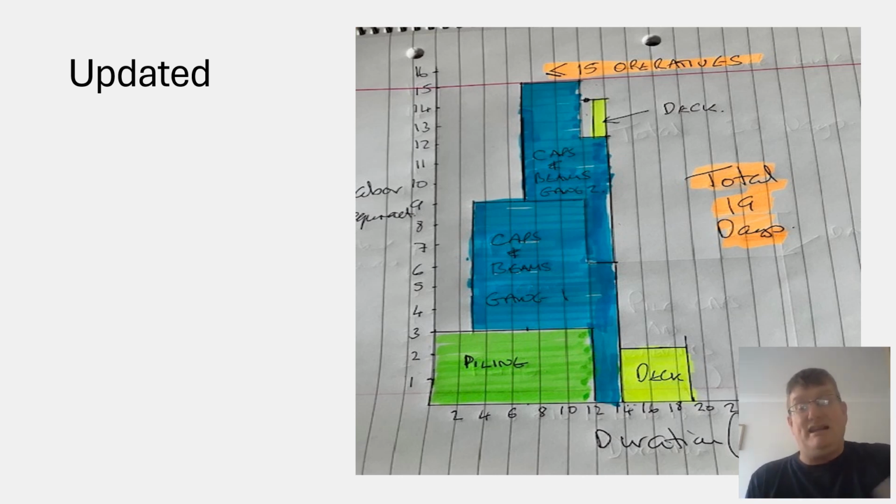All right, so piling is still the same. It's just the cap and beam now. We've doubled it: gang 1, gang 2. And then we've got the decking, split again over the days. And again, we could draw or produce a Gantt chart based on that, with resources added to it now, because we know exactly what we require.